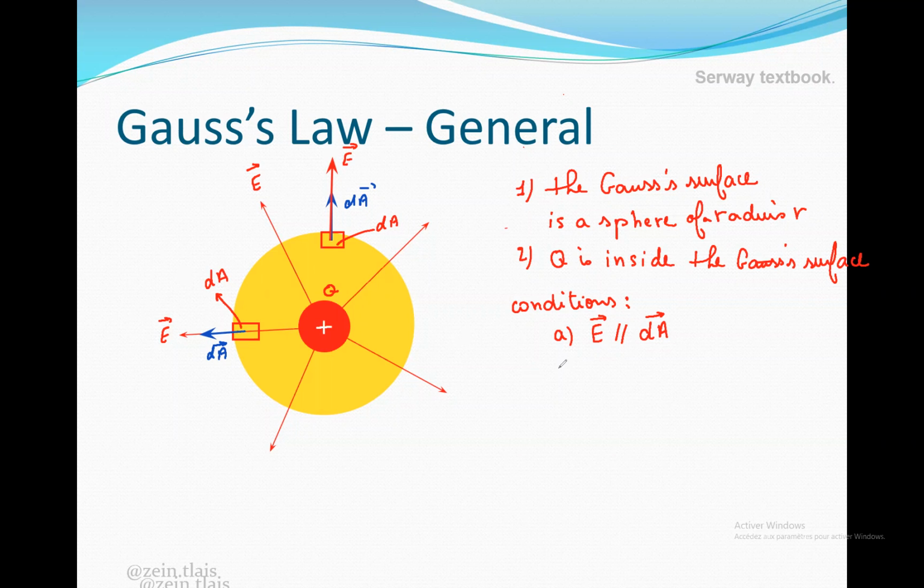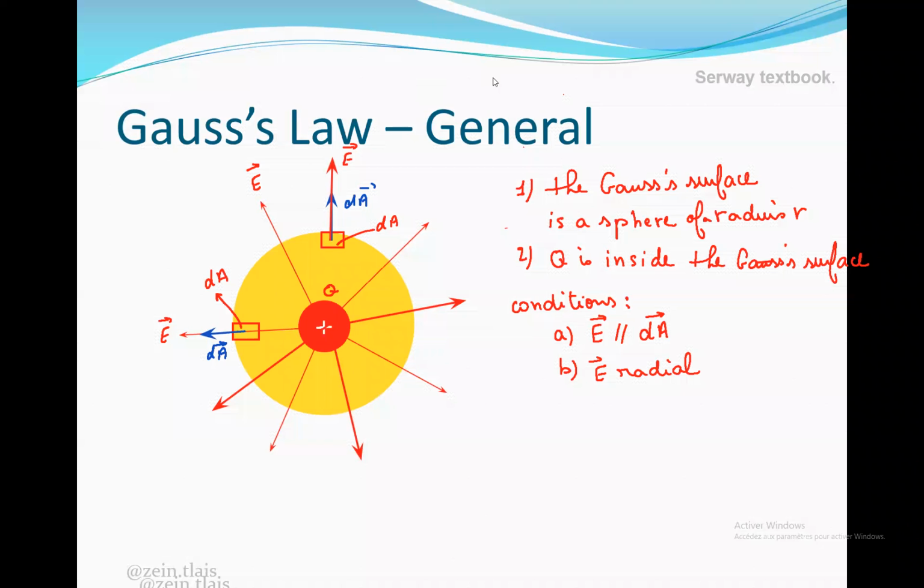The second point, E must be radial. As you see, each line of E passes along the radius of the sphere. Here at this point also radial, radial, radial. Any point must be radial in all directions. Okay, this is the second point.